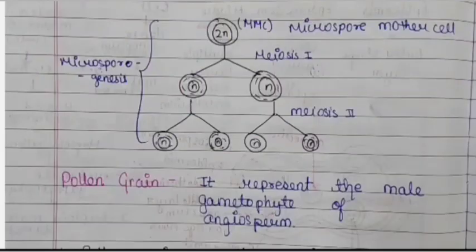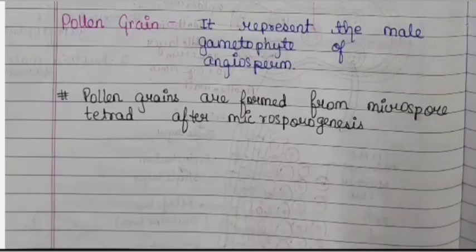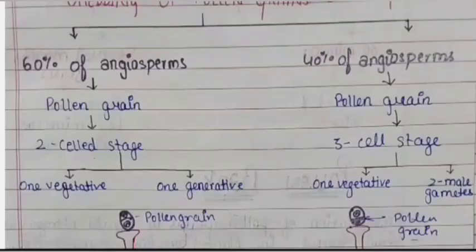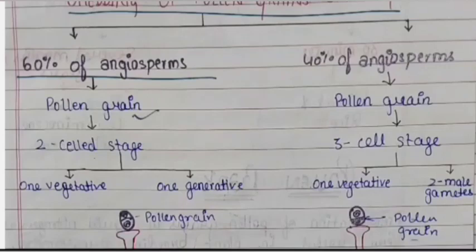Here in the diagram, the process of microsporogenesis is shown. The pollen grain represents the male gametophyte in angiosperms. So the conclusion is that pollen grains are formed from the microspore tetrad after microsporogenesis. Now coming to the topic, shedding of pollen grains on the stigma. In 60% of angiosperms, pollen grains are shed at the two-cell stage. One is generative and the other one is vegetative.